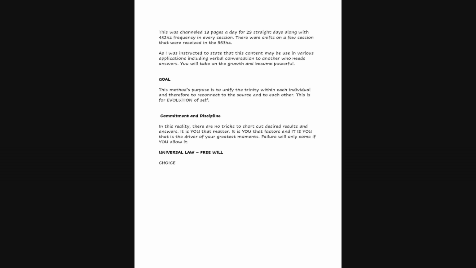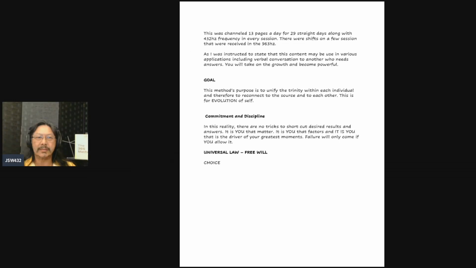The goal and purpose of the method is to unify the Trinity within each individual, and therefore to connect to the source, or reconnect to the source, and also to each other. This is for the evolution of self. So this requires commitment and discipline. There's no question that doing this system could be very demanding and very challenging. But again, to refine and do something incredible takes that kind of commitment from you.